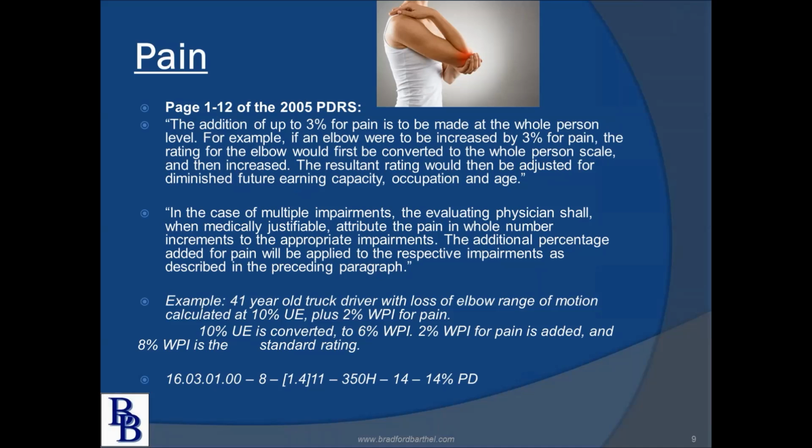The resultant rating would then be adjusted for diminished future earning capacity, occupation, and age. This is directly from the rating schedule, and so it tells us how to do pain-related add-ons. It also says, in the next paragraph, that if it's appropriate and a doctor is applying more than 1% pain, or any level of pain, they need to indicate how that's to be distributed. If there are 3 different body parts and the doctor just gives us 3% for pain, that's really not enough. We need the doctor to tell us where that 3% goes.